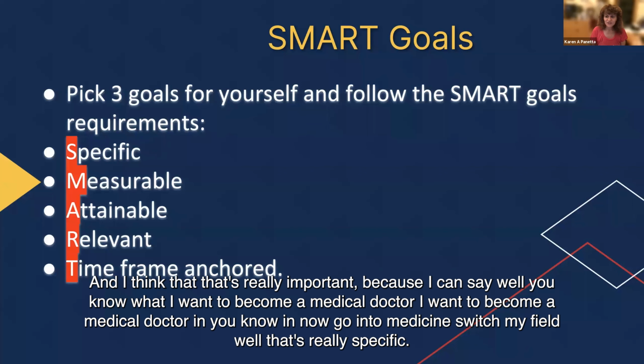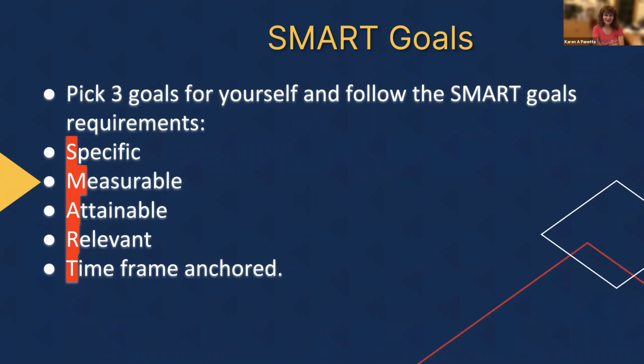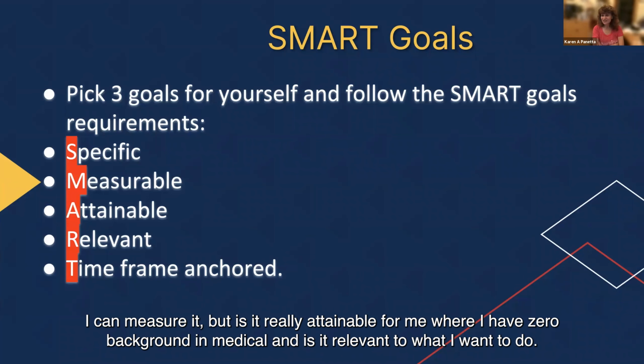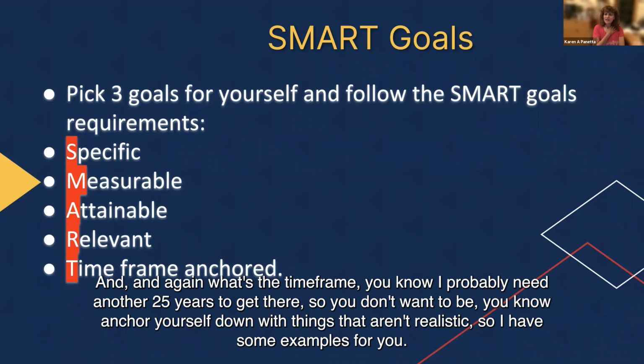And I think that's really important, because I can say, well, you know what? I want to become a medical doctor and now go into medicine, switch my field. Well, that's really specific. I can measure it, but is it really attainable for me, where I have zero background in medical, and is it relevant to what I want to do? And again, what's the time frame? I probably need another 25 years to get there. So you don't want to anchor yourself down with things that aren't realistic.